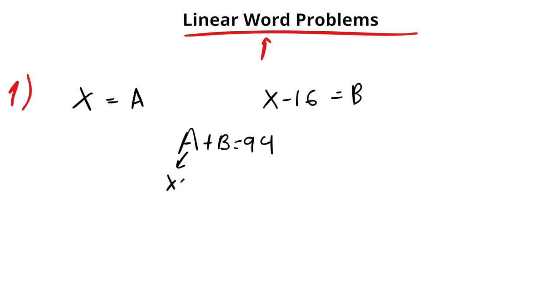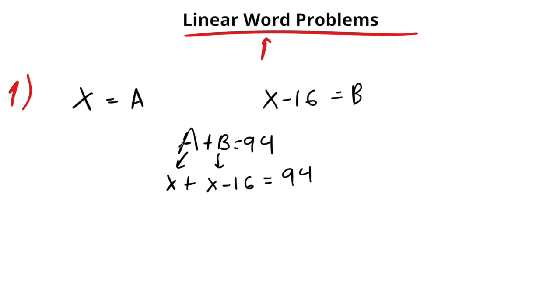A, we know that it is x. Plus continues being the plus. But what about b? B, we knew that was x minus 16. Everything on that side is equal to 94. So how can we find it? Let's apply linear equations, what we saw last time. And if you didn't know, well, this video is beginner friendly, so don't worry.